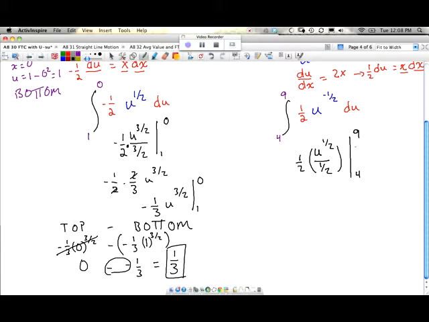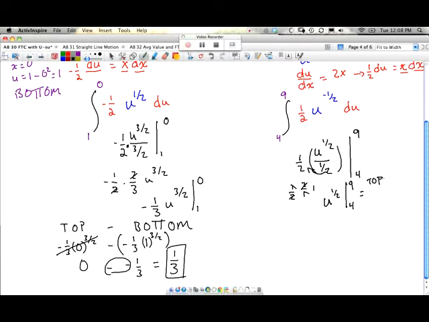It's not too hard, but just to see what you're doing. We have 1/2 and 1/2. When I flip that other 1/2, it's going to be even more obvious. Those are reciprocals. You multiply them and you just get 1. So all that we're going to see then is u to the 1/2 from 4 to 9.